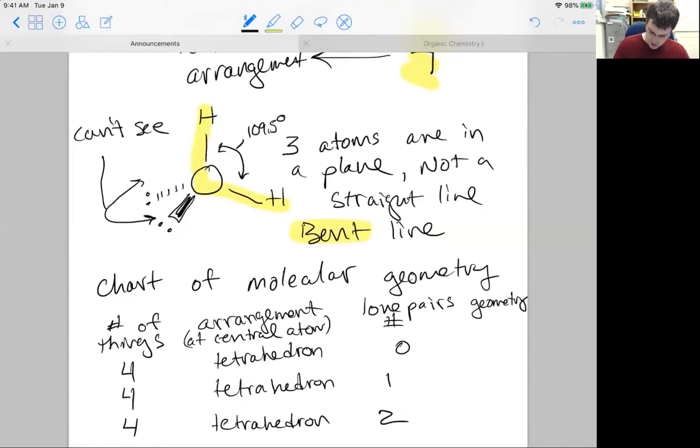So the geometry for having 0 lone pairs in a tetrahedral arrangement is a tetrahedron. We have a tetrahedral arrangement of things, all of which can be seen, all of which are atoms. So we have a tetrahedral.